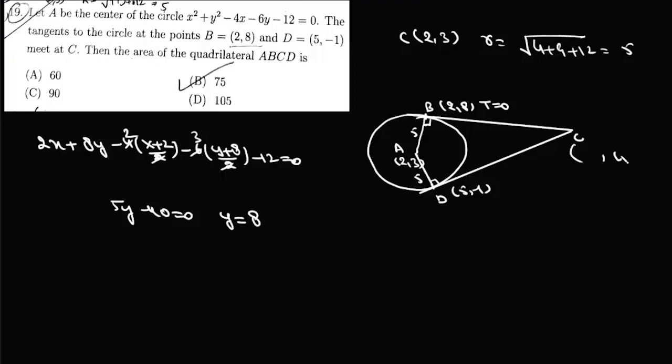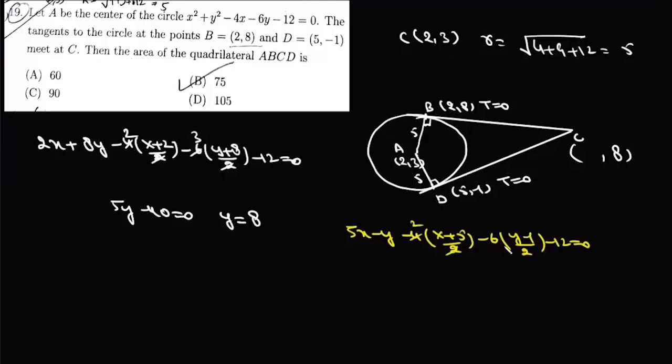So y coordinate of C is 8. In the same way, we can write equation of tangent for D again using T equals 0. Now it will be 5x minus y minus 4 times (x plus 5 by 2) minus 6 times (y minus 1 by 2) minus 12 equals 0.